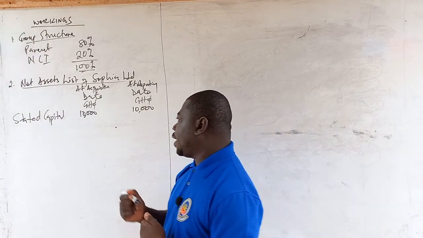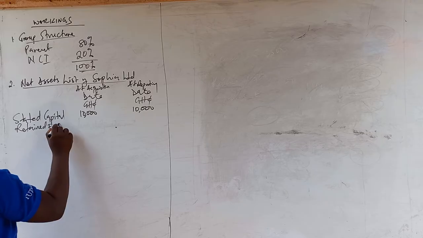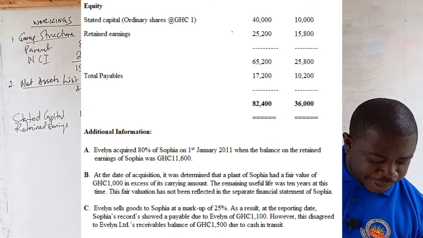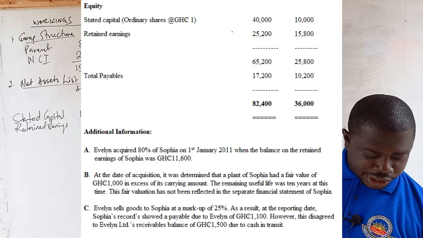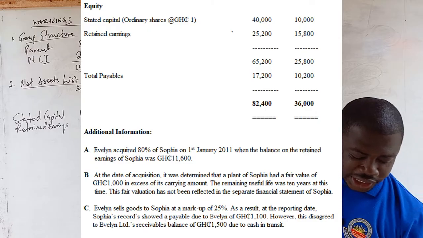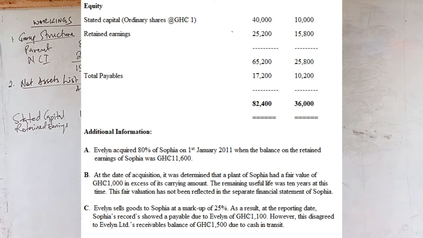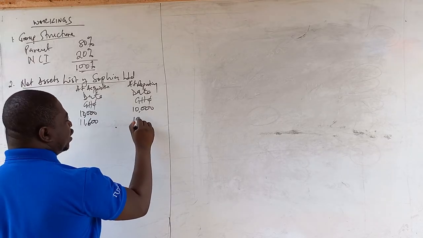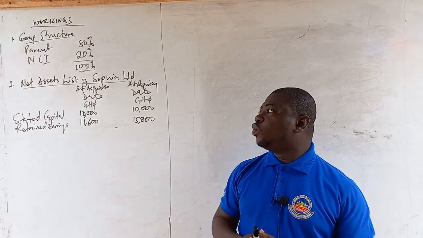And then we look at the retained earnings, which is the income surplus. So retained earnings. Now, we are told from the additional information, the first one, that Evelyn acquired 80% of Sofia on 1st January 2011, when the balance from retained earnings was 11,600. So we can all see that at acquisition, it was 11,600. But on the reporting date is what we have on the financial position statement, which is 15,800. So retained earning at acquisition date is 11,600. At reporting date is 15,800 for the subsidiary. Very, very important that we do this.